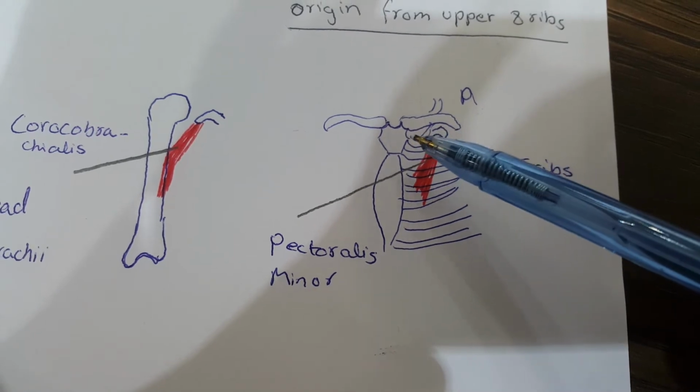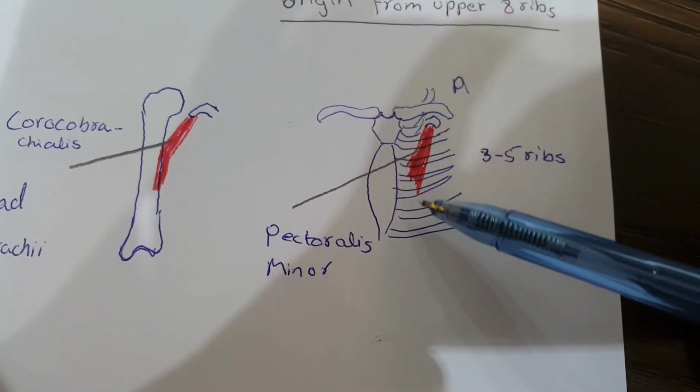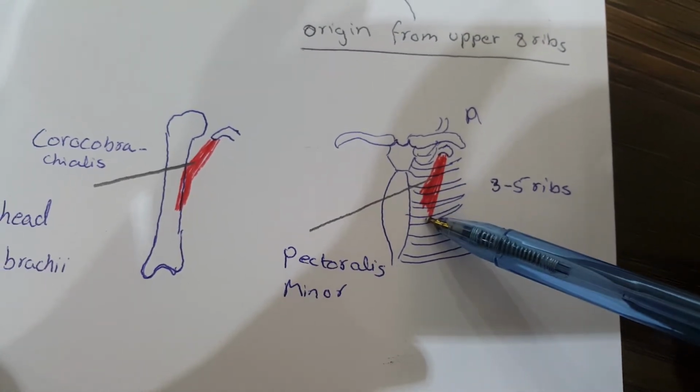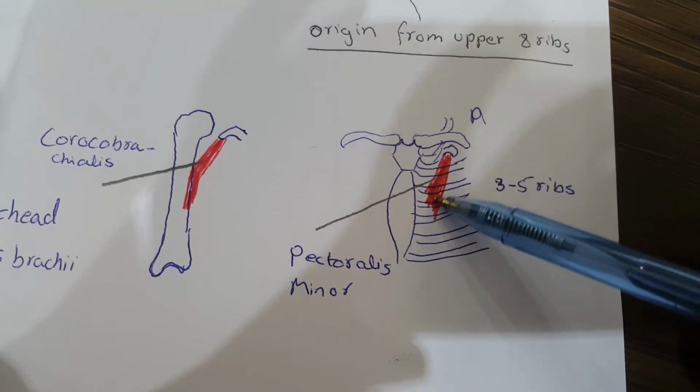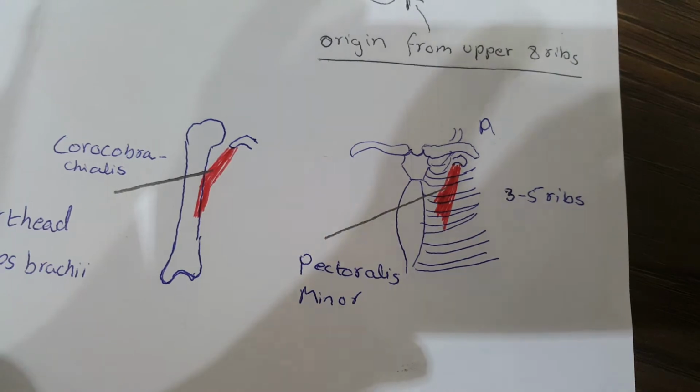Sternum bone. These are ribs, clavicle. Pectoralis minor muscle originates from 3rd to 5th ribs and this muscle is finally inserted over the medial border of the coracoid process.